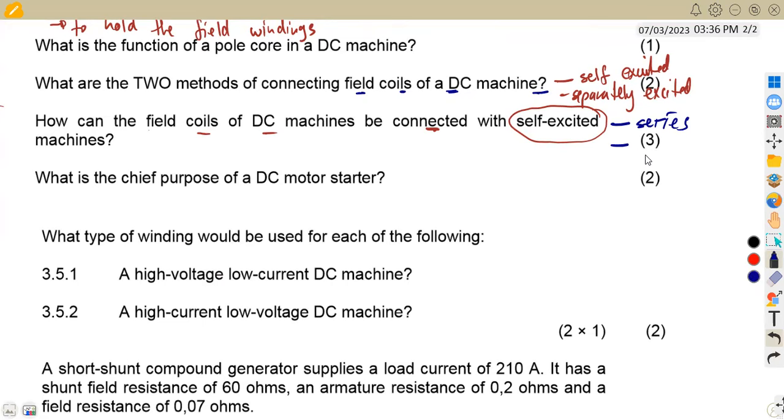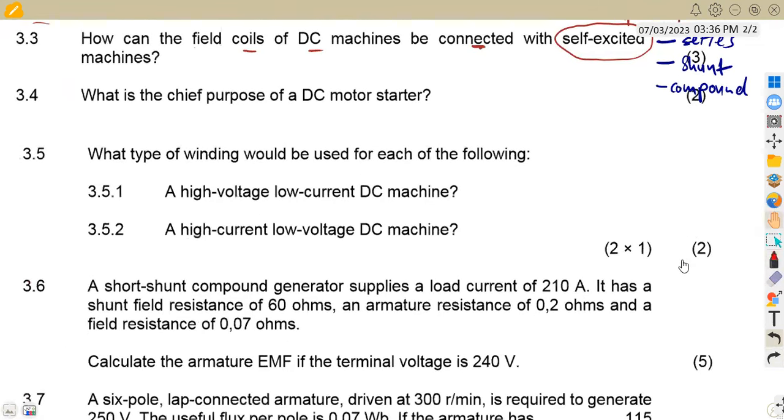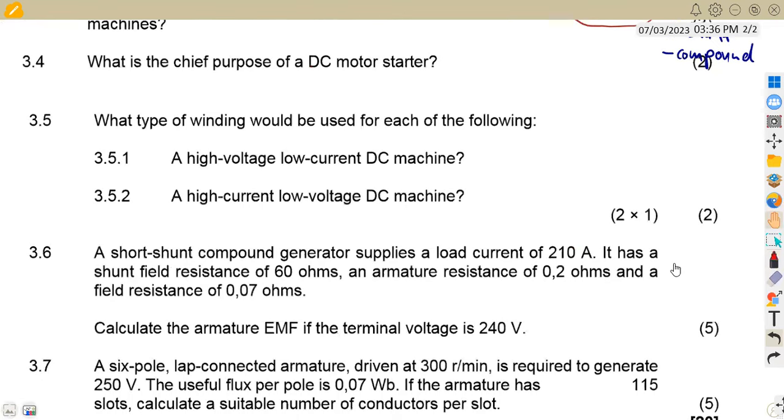Then a parallel connection is the one that you refer to as a shunt. So this is a shunt connection, or we can have it as a compound. A compound means you can have a combination of a series and a shunt. It can also be where we've got a long shunt, short shunt, and so forth, depending on what you'll be given.